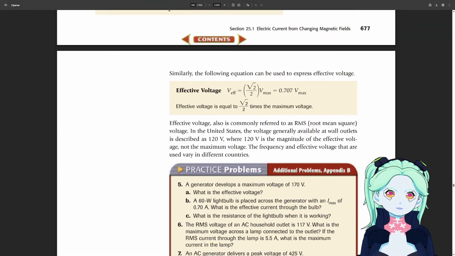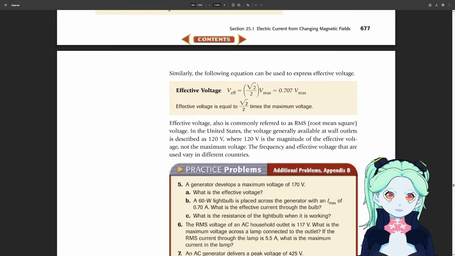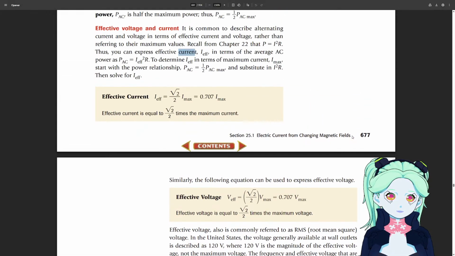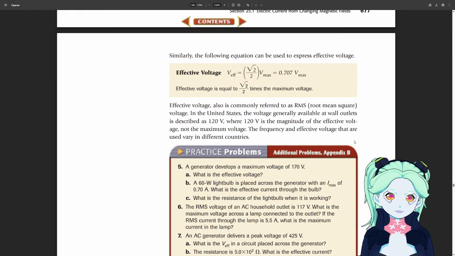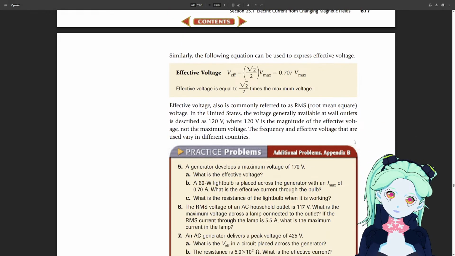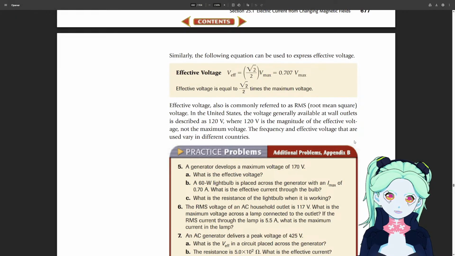Similarly, the following equation can be used to express effective voltage. Effective voltage equals square root of 2 over 2 times V max, which is 1 over square root of 2 times the maximum voltage. Effective voltage is also commonly referred to as RMS, root mean squared voltage. In the United States, the voltage generally available at wall outlets is described as 120 volts, where 120 volts is the magnitude of the effective voltage, not the maximum voltage. The frequency and effective voltage that are used vary in different countries.